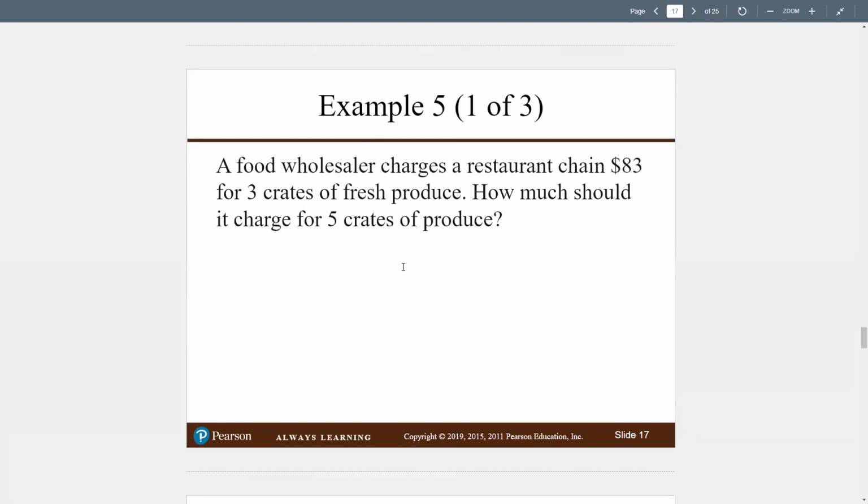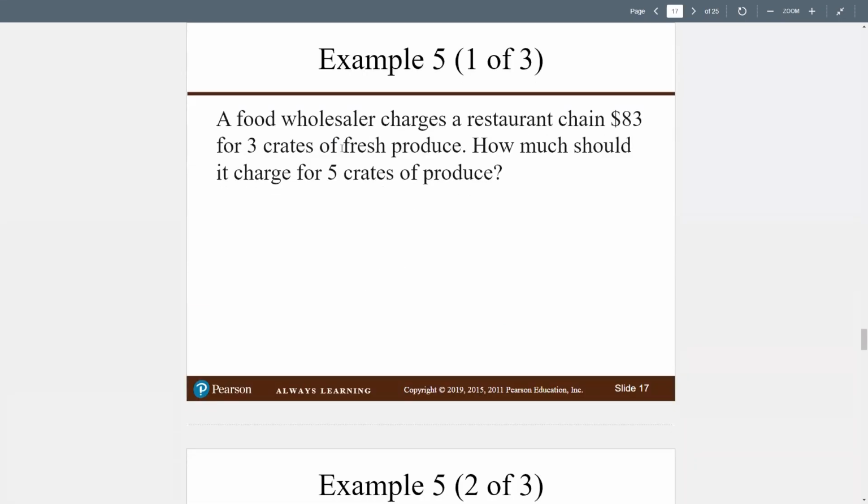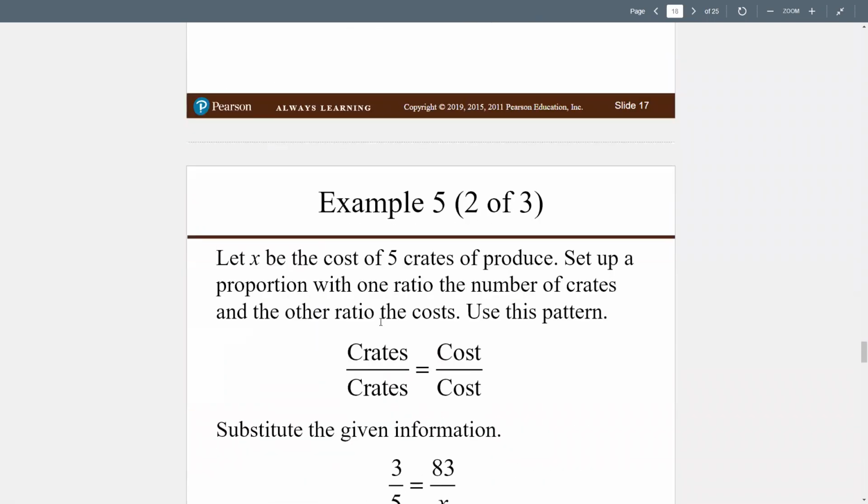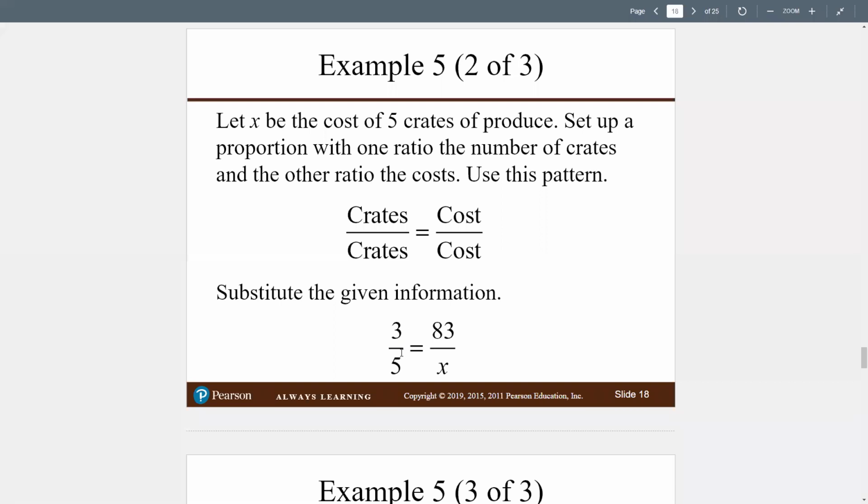You can also do it from a word problem. A food wholesaler charges the restaurant chain $83 for 3 crates. How much should it charge for 5 crates produced? Well, remember the crates have to go together. So 3/5 equals 83 over x. Why is the x on the bottom?